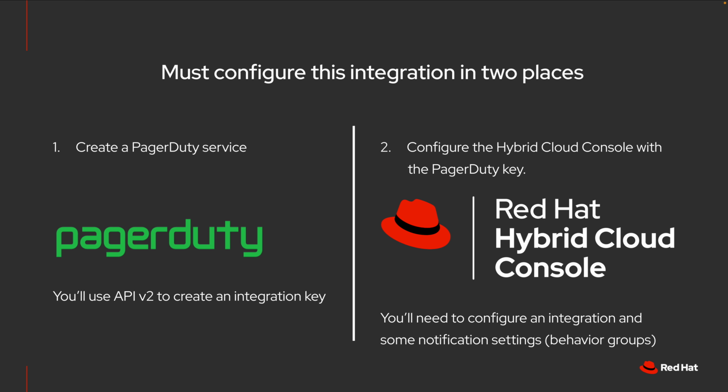This integration needs to be configured both in PagerDuty and in the Hybrid Cloud Console. First, in PagerDuty, you need to create an API v2 service that will create an integration key. Once you have that key, in the Red Hat Hybrid Cloud Console, you will set up an integration and notification settings, which use the PagerDuty integration key to send alerts via the API. Let's go into PagerDuty and show you how this works.